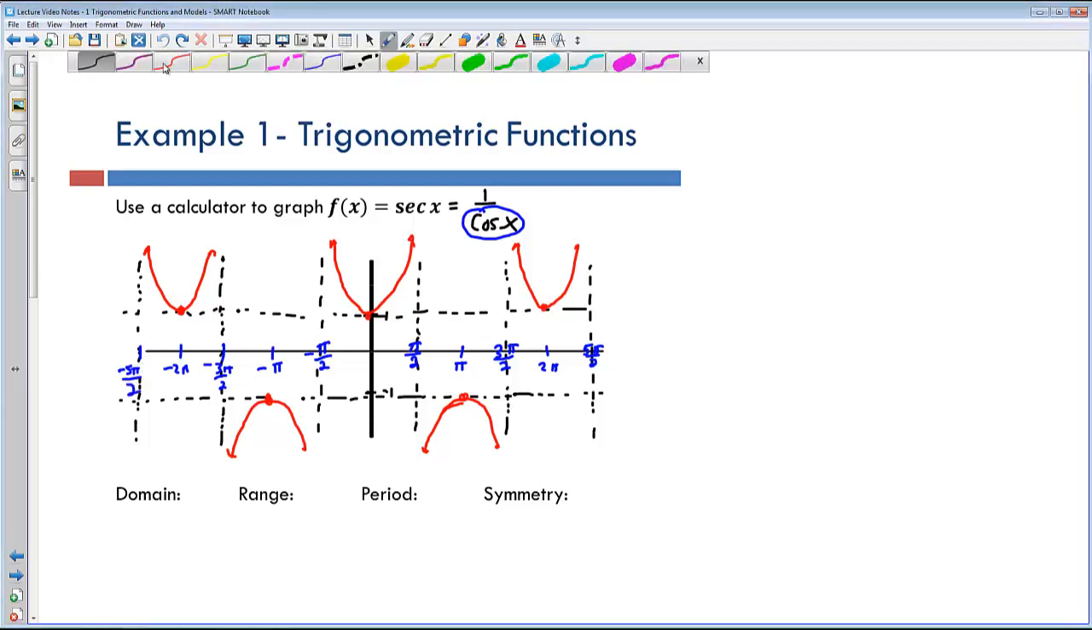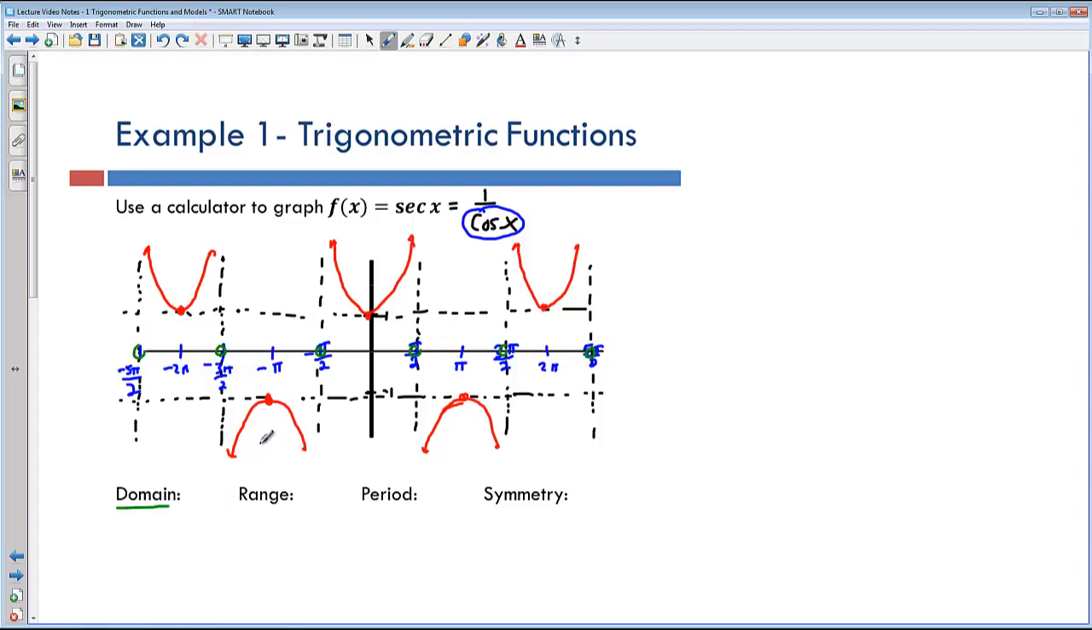We can now use this graph to actually find the domain, the range, the period, and the symmetry of it. So let's talk about the domain first. Remember, the domain is just these input values. So if you look along here, you have some vertical asymptotes. So basically, my domain for this function would be everything, but you want to throw out these points. Right here, we have these vertical asymptotes. So I'm going to put little open circles here because I'm going to throw out those points. And it's all this stuff.